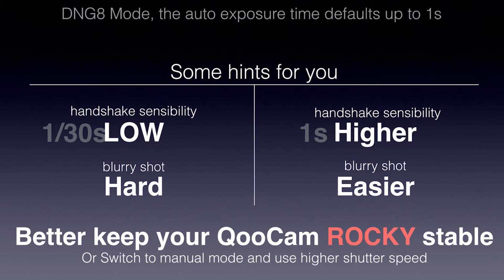And before this upgrade, it's very hard for you to get a blurry shot. But you know, when there's not plenty of light, although you get a clear shot, it's not bright enough, so it makes no sense. And now it's easier to get a blurry shot because the upper limit of exposure time is now 1 second. But the imaging quality has become way better than ever before. And once you keep your QooCam rock stable, you can always achieve the highest imaging quality.